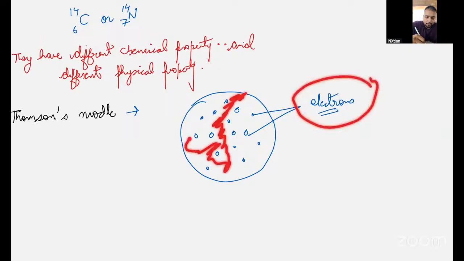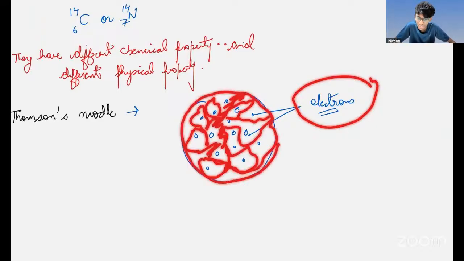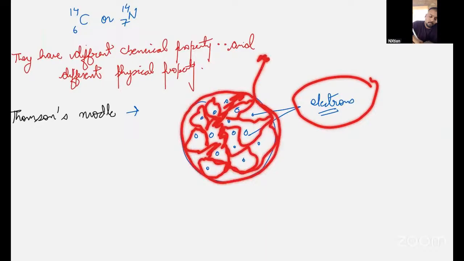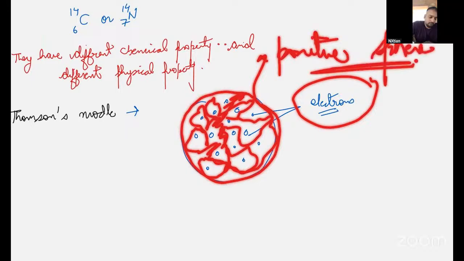So he didn't say proton. He says positive sphere. For example, in the watermelon, the red part inside is the positive charge, and the seeds are the electrons. Yeah, a positive sphere that contains electrons.